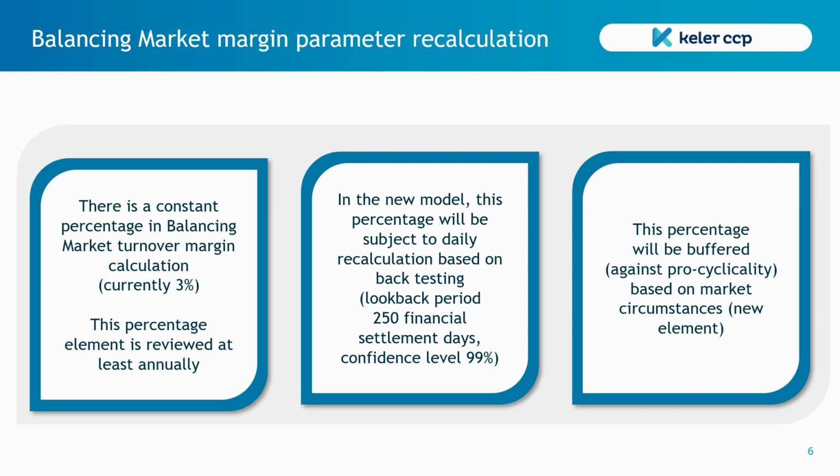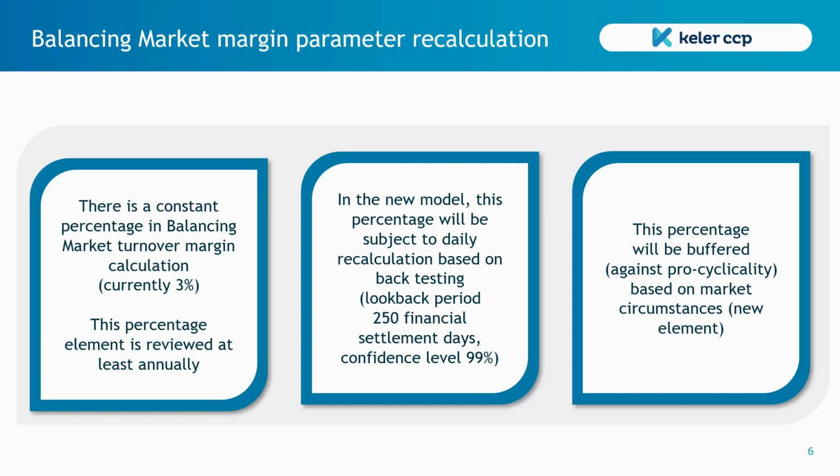We recalculate it based on backtesting methodology. We consider 250 financial settlement days and a 99% confidence level. With these backtest parameters, our aim is to cover the exposures more effectively. And also, there is a new element to the margin parameter, a so-called buffer against procyclicality, or APC, anti-procyclicality buffer.